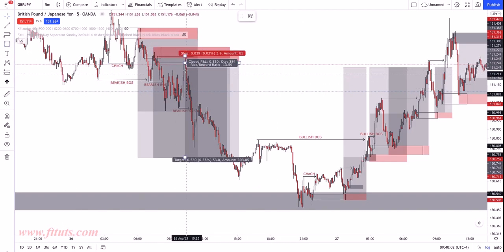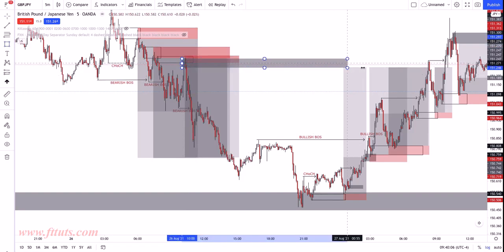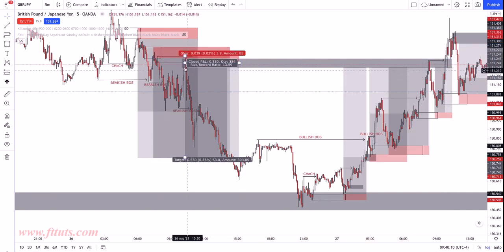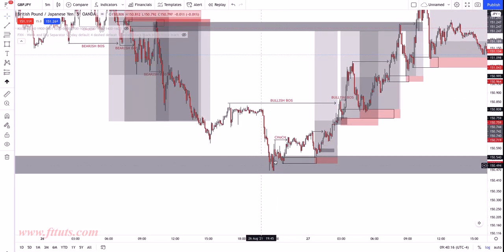And then you can simply target this area. Look, we got this imbalance right here, and we got this nice area of demand right over here, okay? See that? We got this imbalance and that nice area of supply, yeah? So, once price taps into this higher time frame area of demand, we wait for that change of character that we got right there. Then we mark out the last demand zone before that change of character.